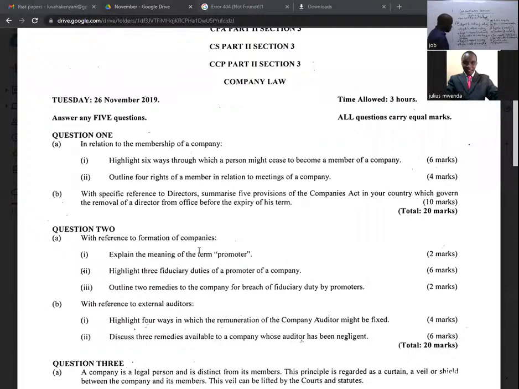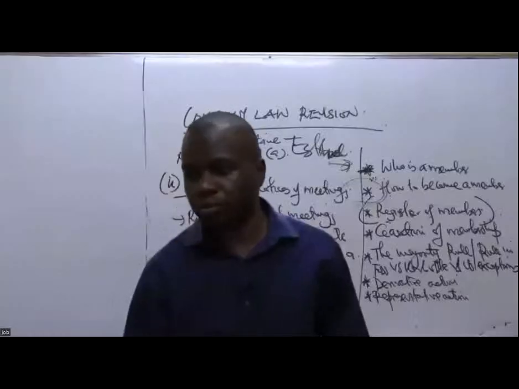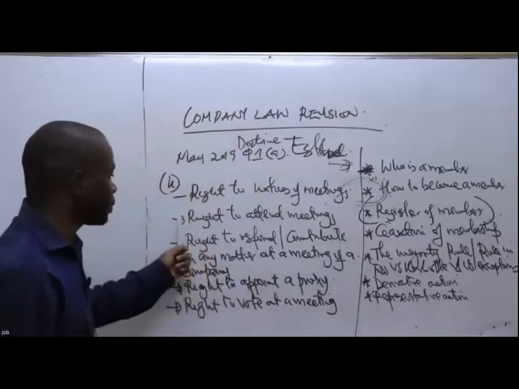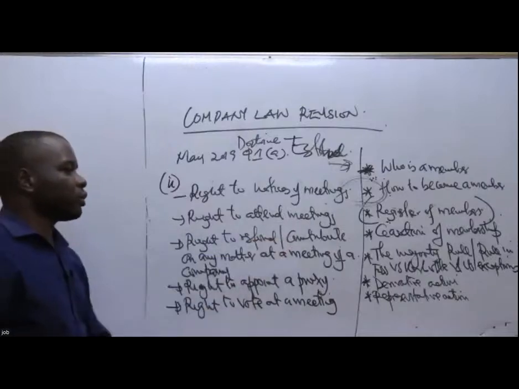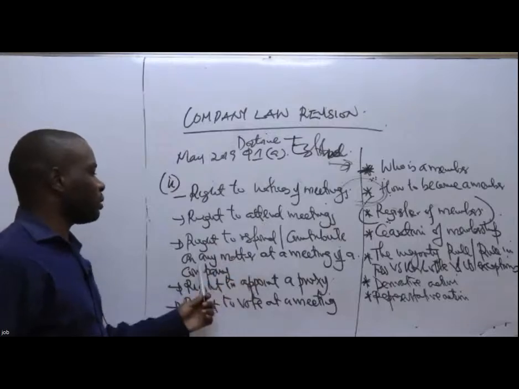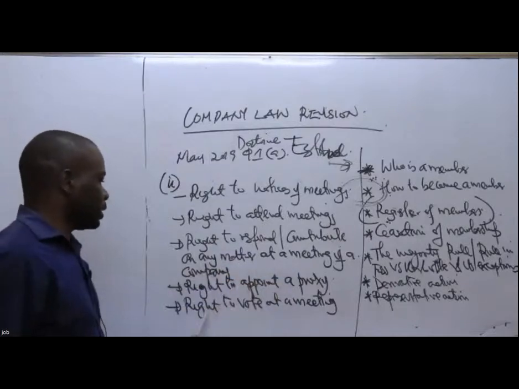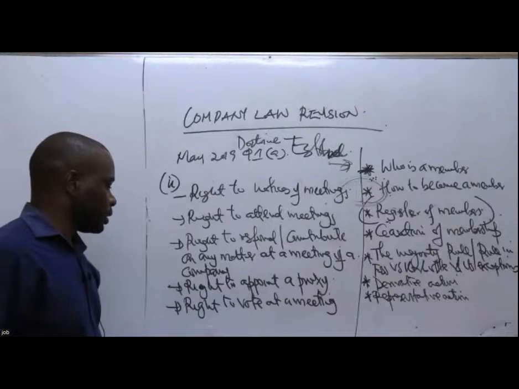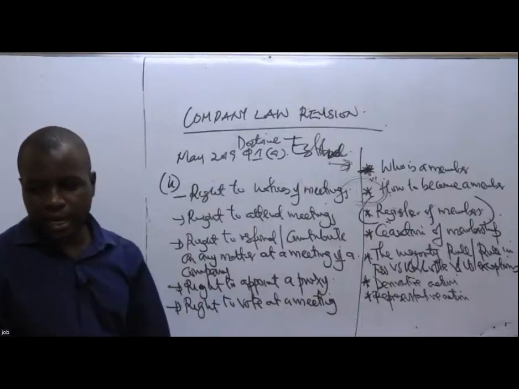So we have the right to notices of meetings. As a member of a company, you have a right to get notices of all the meetings of the company. You have a right to attend the meetings, so you can't be denied the right to attend. You have the right to respond or contribute to any matter at a meeting of a company, the right to appoint a proxy, and the right to vote at meetings.